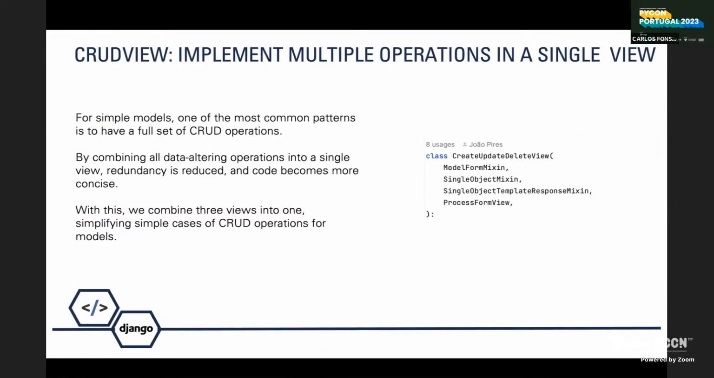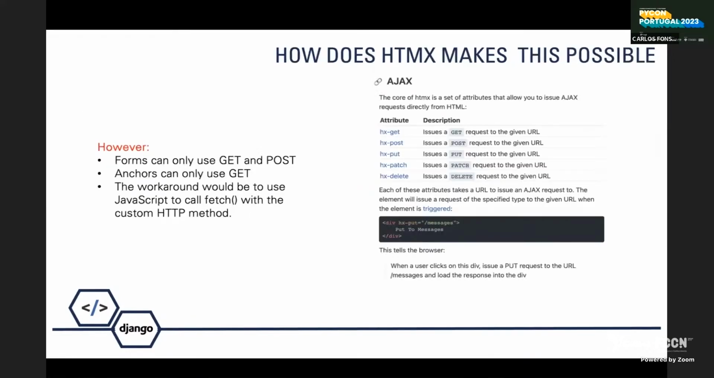So next, how could we implement all those data altering operations in simple models using a single view instead of having create, update, delete views? We could combine everything into a create, update, delete view and sort the cases between HTTP request methods. So in this case, in a regular form, we just could use get or post. If you try to use delete, put, patch, it won't work. The browser won't let you.